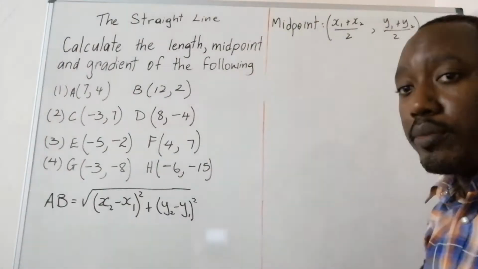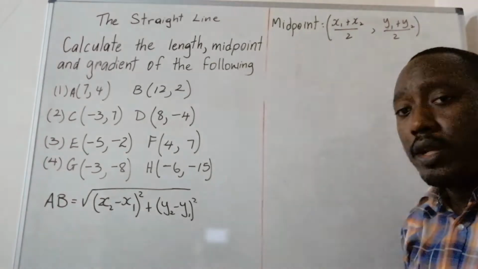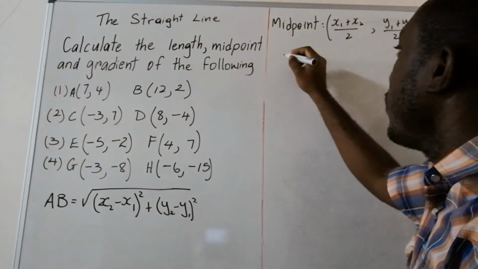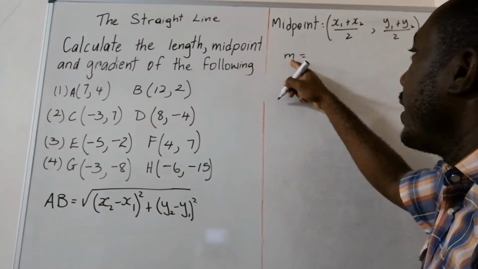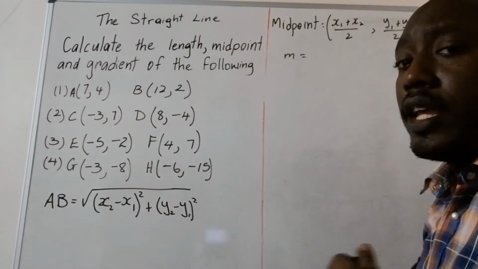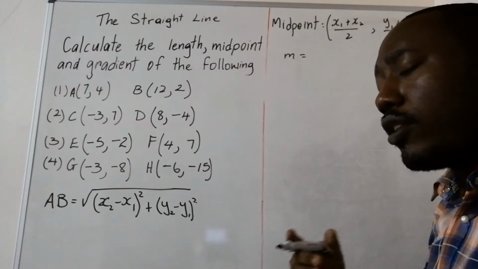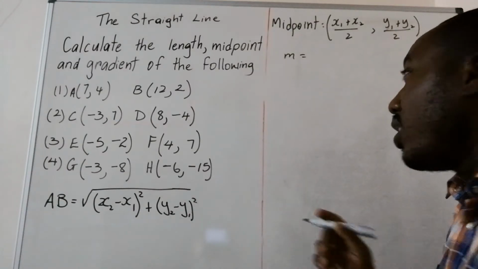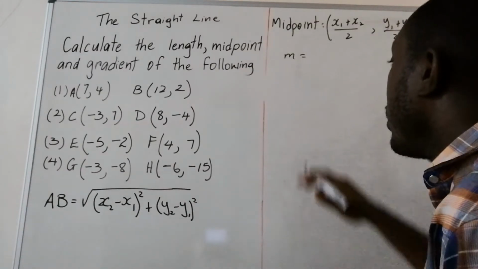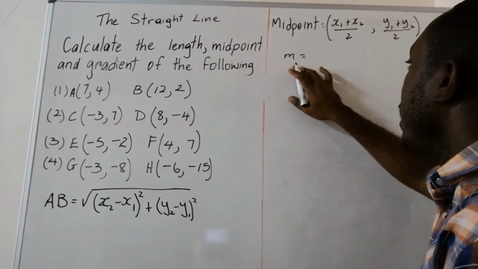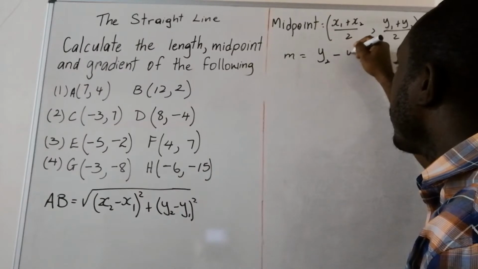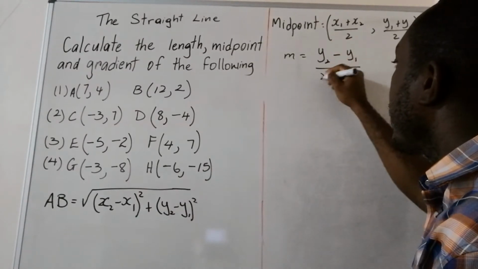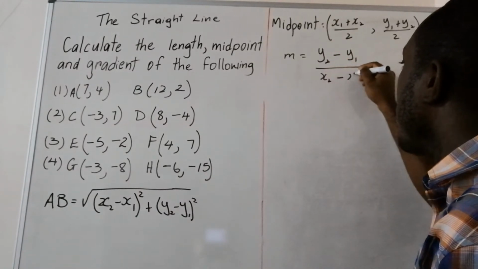So we have our midpoint there. And then the formula for our gradient, represented by the letter M. Again, a little further down in our videos, we'll talk more about that letter M. But this M represents gradient, and the gradient is y2 minus y1 over x2 minus x1.